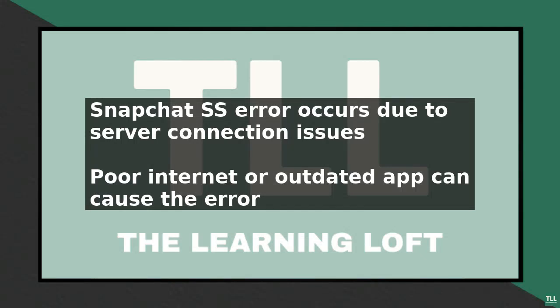To fix the Snapchat SS error on Android, start by understanding what the error means. The SS error is a server error that occurs when Snapchat is unable to connect to its servers. This can be due to a variety of reasons, including poor internet connection, outdated app version, or server downtime.